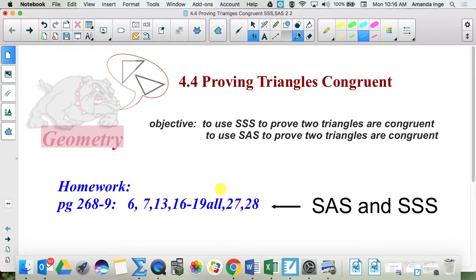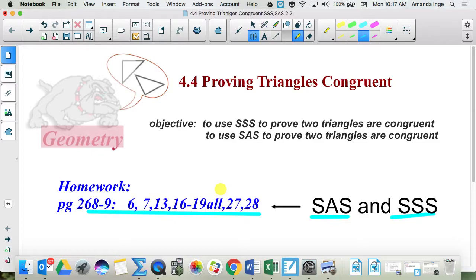Homework tonight is on page 268, 69. I've sort of picked through these problems. They may be a little different than what's on your syllabus. We're still in chapter 4. I picked through these to make sure that the only types of problems you had would be problems that you were going to be using side, side, side, and side angle side to prove.